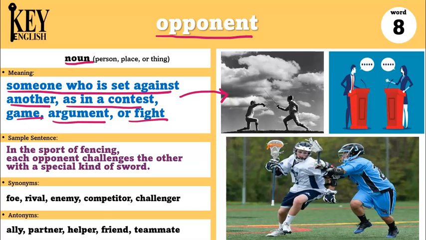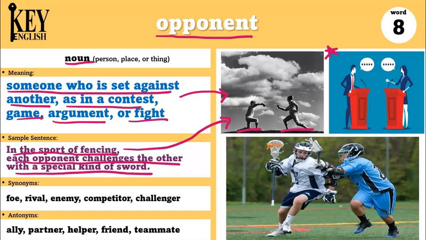So for example, we can say in the sport of fencing, this sport here is fencing where the two players have something that looks like a sword. Each opponent challenges the other with a special kind of sword. So here I can say these two people are opponents. We can also use it when we have something like a debate. These two people are both giving a speech. So we can say they are opponents in the debate.